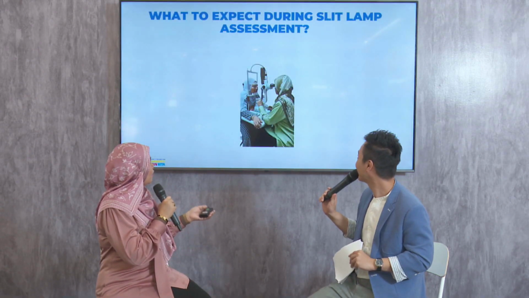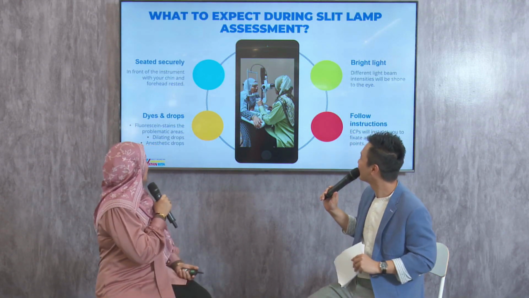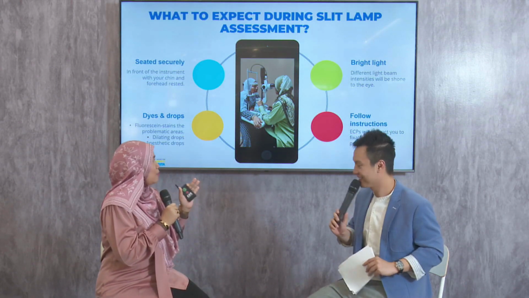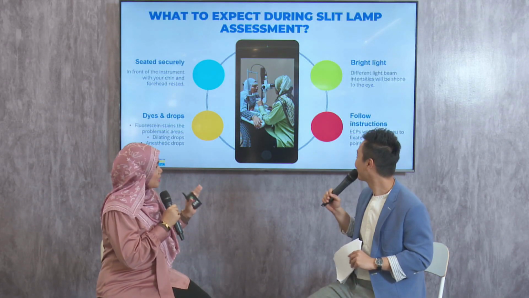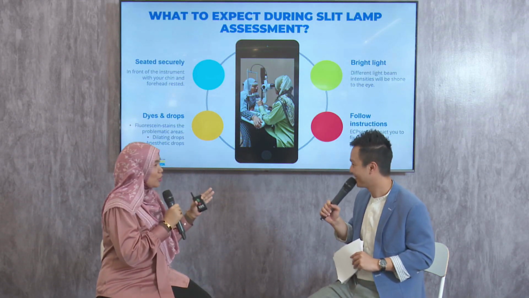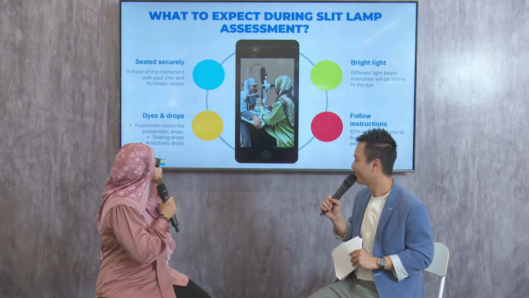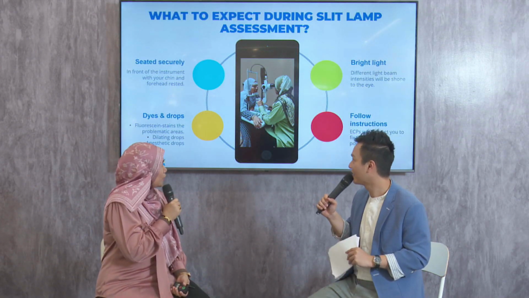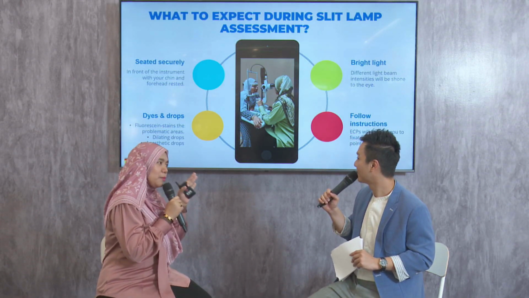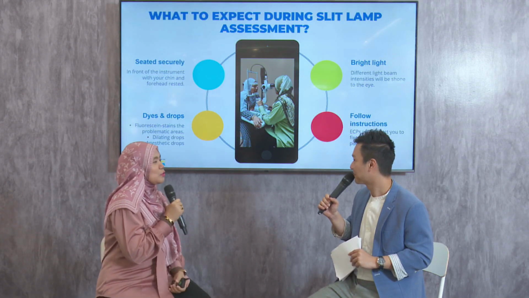For those who don't know what slit lamp examination is, this is what you should expect from it. Here we have a picture whereby the patient is seated securely because we don't want the eyes and head to move during the examination. So you should expect to fixate and have the headrest and chin rest secured to the table, and the examination may involve dyes and also drops. We usually use fluorescein staining, which is yellowish, that can highlight the problematic area on the eyes. And sometimes when we feel it's necessary, we will use dilating and also anesthetic drops.